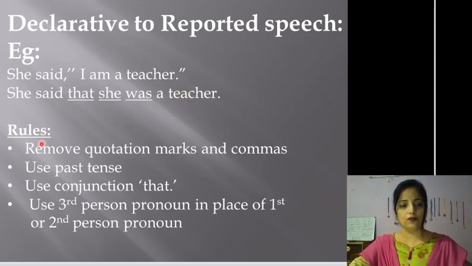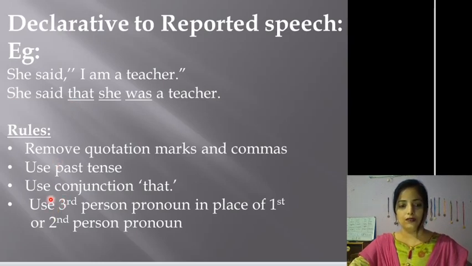So here is a list of rules. Remove quotation marks and commas. Use past tense. Use conjunction that. Use third person pronoun in place of first or second person pronoun. As I told you, removing quotation marks and commas is very easy. You can see there are no quotation marks and commas. Use conjunction that, very easy.